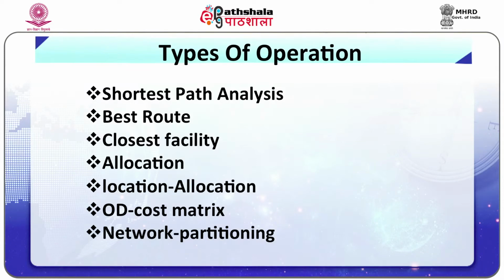The different types of operations which are possible through networks: number 1, shortest path analysis, best routes if we want to find out, closest facility, allocation, location allocation, OD cost metrics, network partitioning and so on and so forth. Stream network and basin road connectivity in Delhi University North Campus is shown in the figure that's there in the text that's given with this lecture.